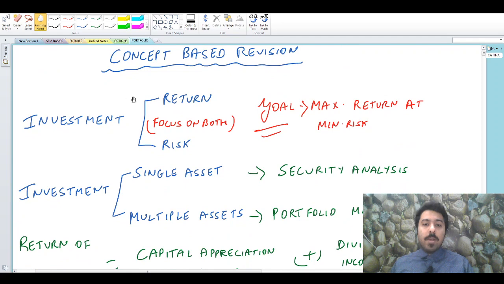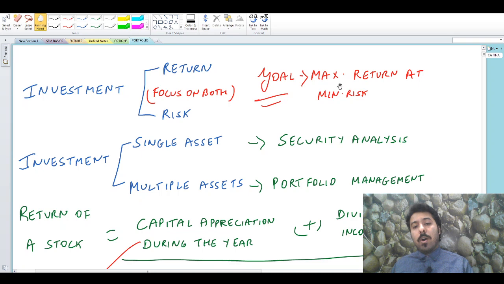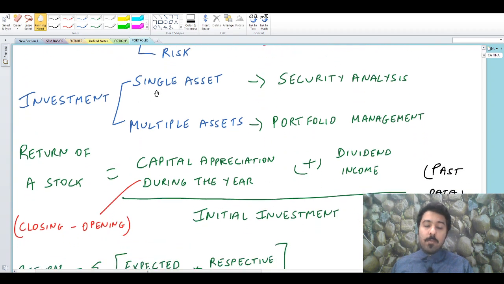First of all, investment. Whenever we make an investment, we need to consider two things. One is return, the other is risk. We cannot focus on one and ignore the other. Focus needs to be on both of them. And obviously our goal is to earn maximum return at the minimum risk, right? And whenever we need to make an investment, we can make an investment in a single asset or in multiple assets. Single asset is covered by the security analysis chapter and multiple assets are covered by the portfolio management chapter, which we are studying right now.